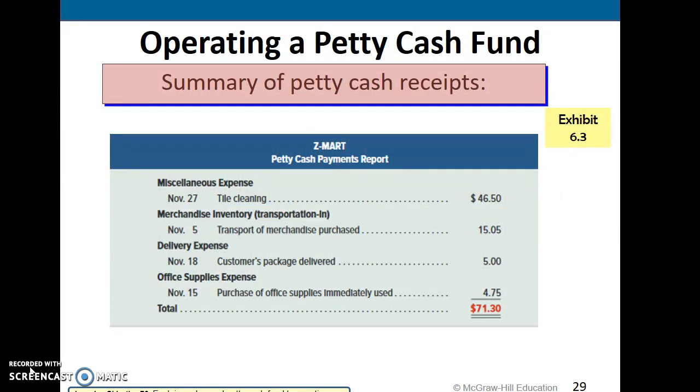And here's a summary of petty cash receipts on the 27th. There was tile cleaning, that was an expense, $46.50. Merchandise was purchased of $15.05. For the transportation, that's what we paid, $15.05 for that. Delivery expense was a customer's package was delivered. That cost us $5. And then also office supplies, we paid $4.75. So a total of $71.30.